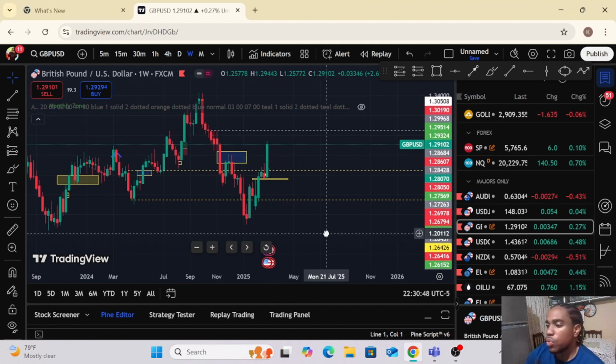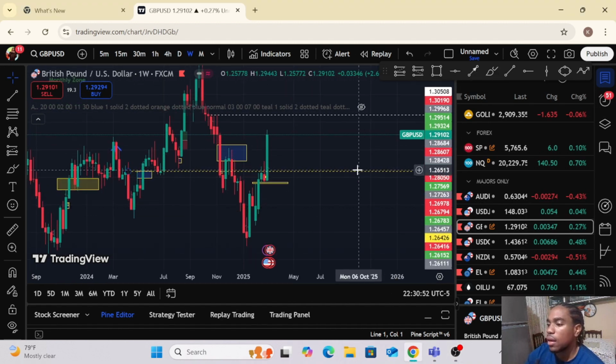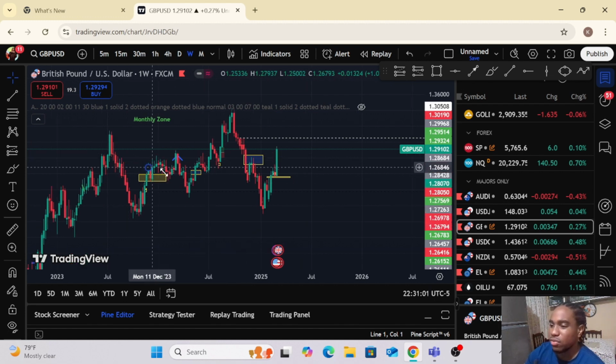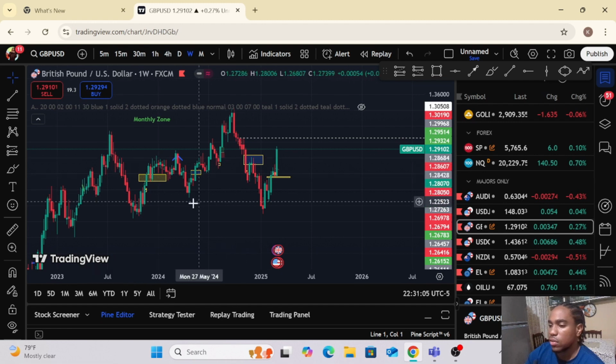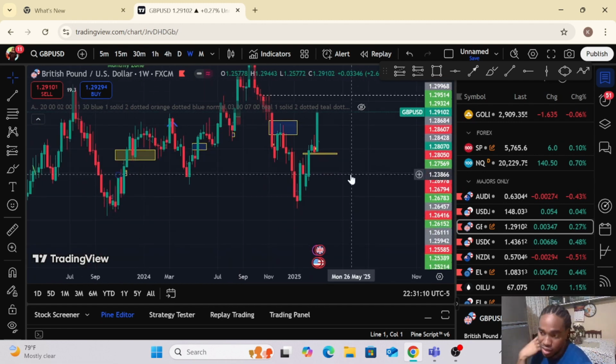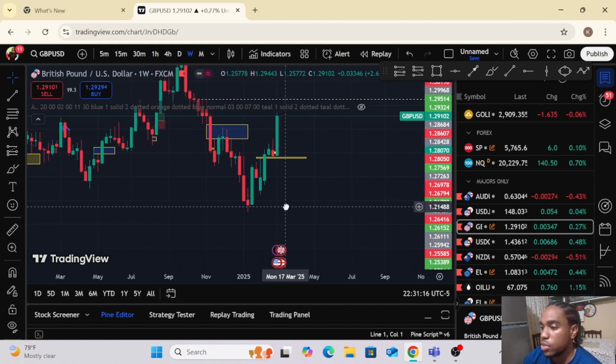Okay, so we're on the charts now. GBPUSD, on the weekly time frame, we can see price is kind of ranging. We're in a ranging market, somewhat of a consolidation. However, that's on the weekly time frame, and there's always opportunity within those time frames.